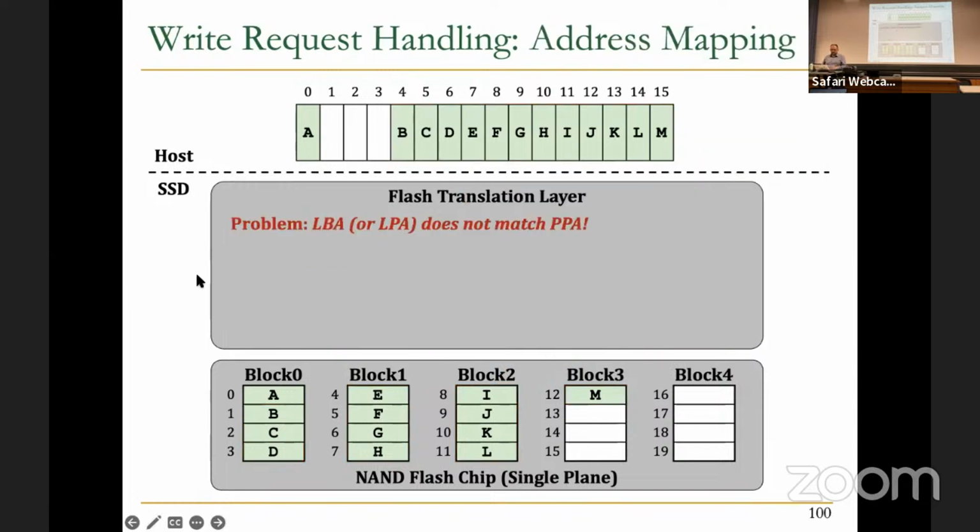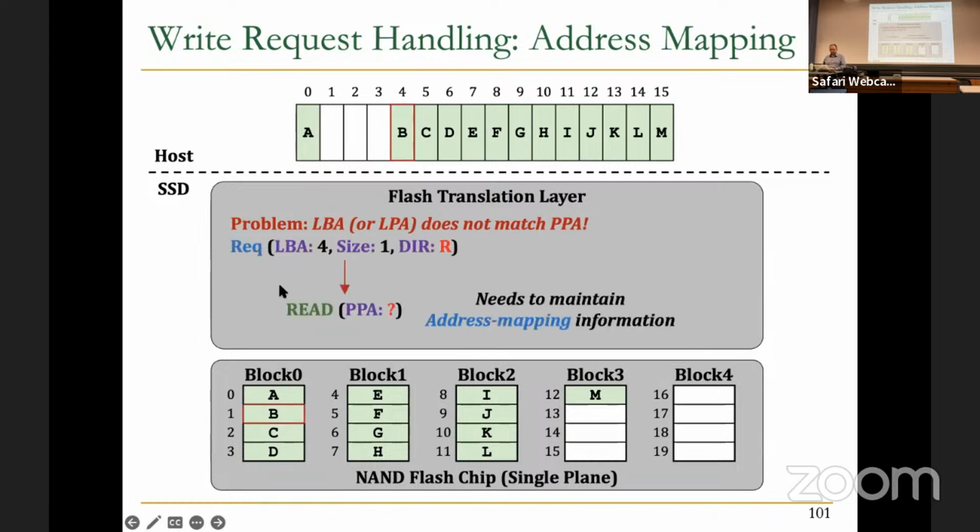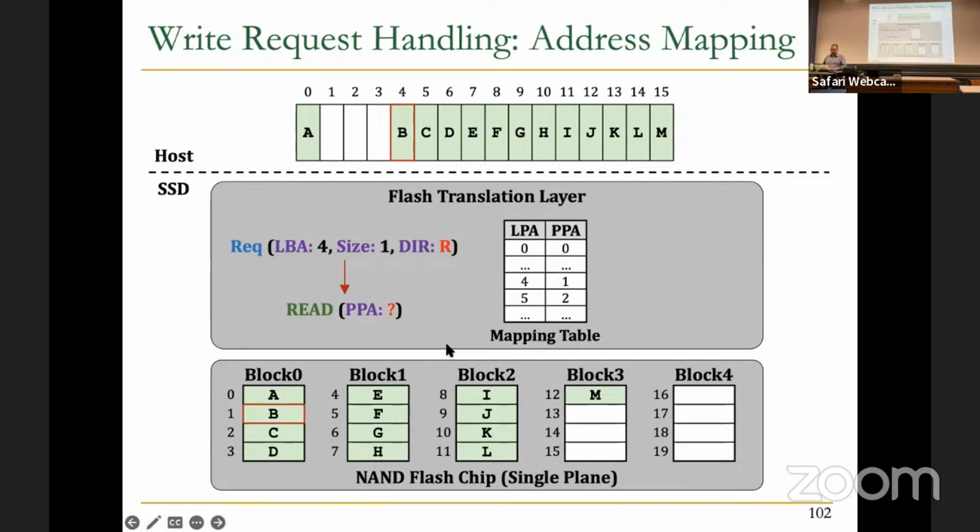Okay, so now we have this problem that the logical block address or logical page address does not match the physical page address. So when we receive a read operation for logical block address 4, we don't know where it is stored. That's why we need to keep this mapping table. For logical page address 4, we store it at physical page address 1. So we just query this table, get the physical page address, and then we can access the NAND flash chips.